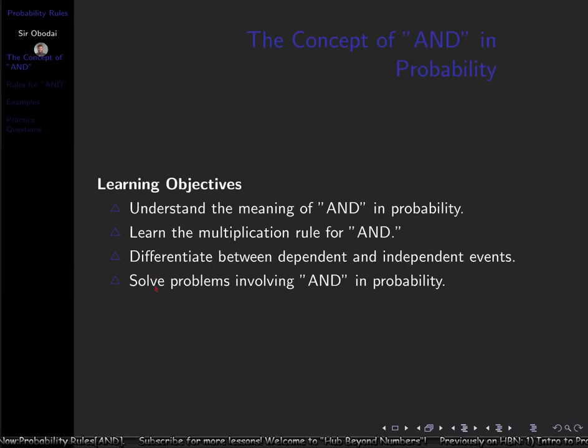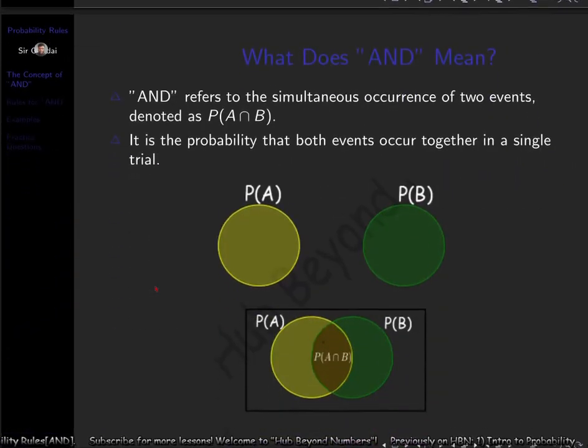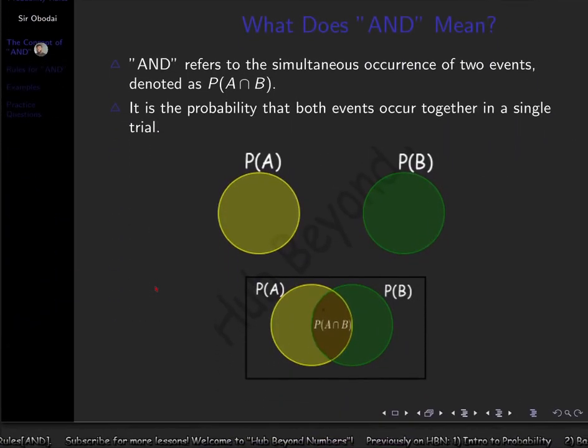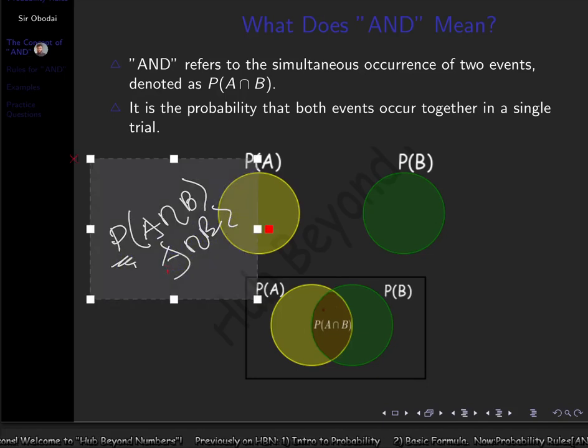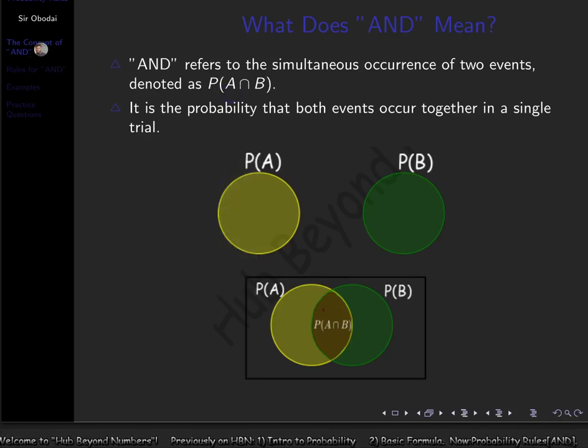Now, the concept of "and" in probability. When we say the concept of "and" in probability, what do we mean? "And" refers to a simultaneous occurrence of two events, right? And we usually denote it by what you see over here, that is P(A ∩ B), the probability of A and B occurring together. That is what we see over here, right? So the probability of two events occurring simultaneously is where we use our "and".